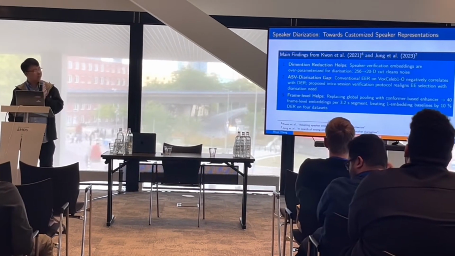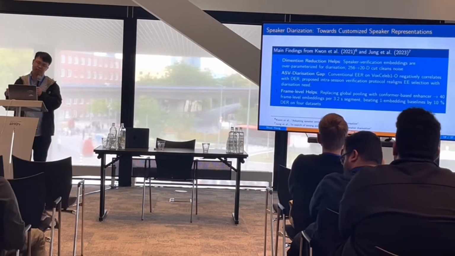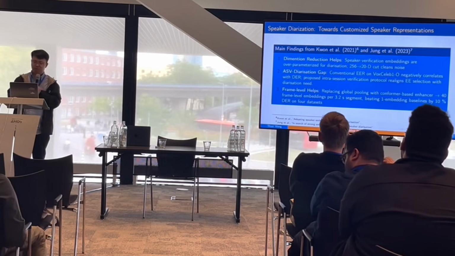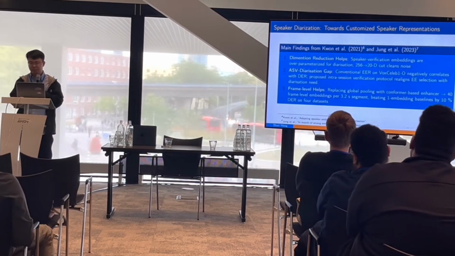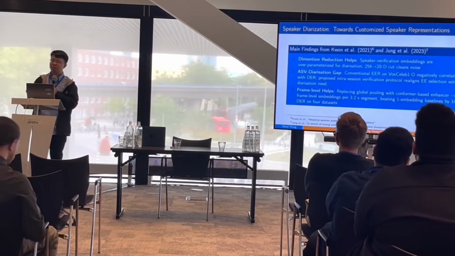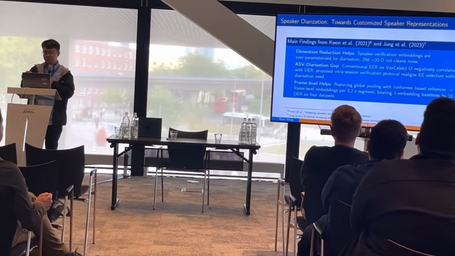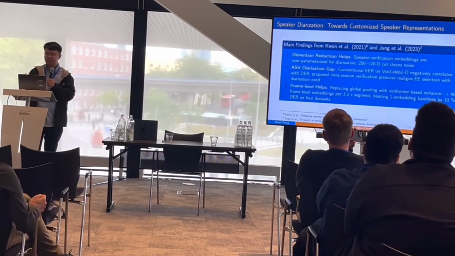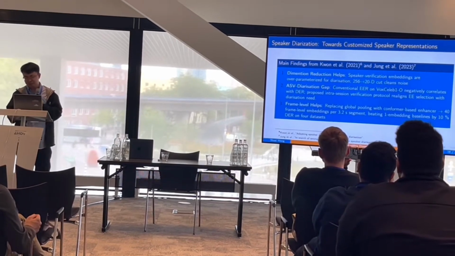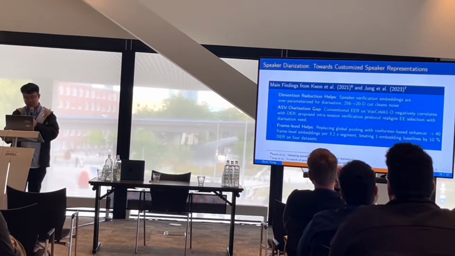Also, they found a similar thing: contextual information helps, or here they just say frame-level features help. You just remove the global pooling layers and use the conformer-based enhancer. Now you also don't get a single embedding. They produce a sequence of 40 embeddings for every three-second segment, and the DER can be reduced by 10% on four different data sets.